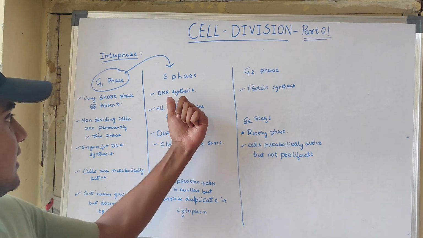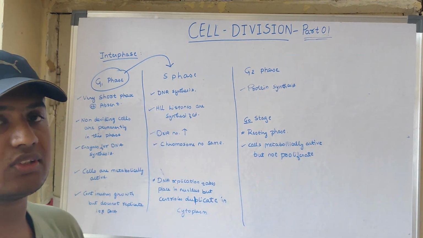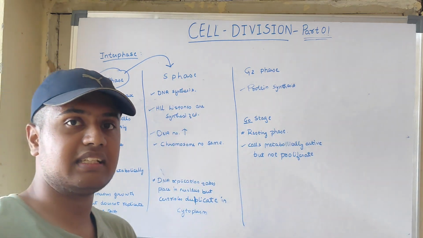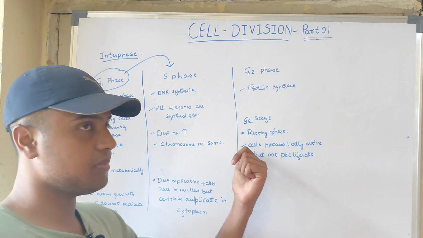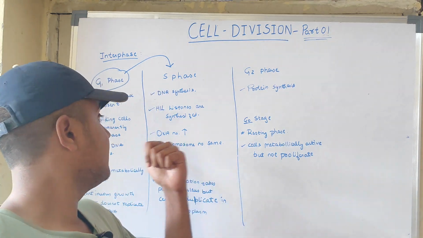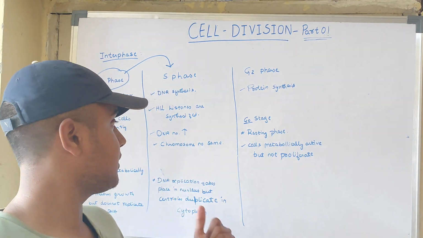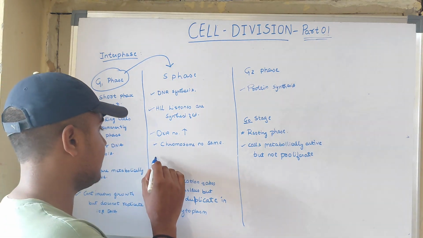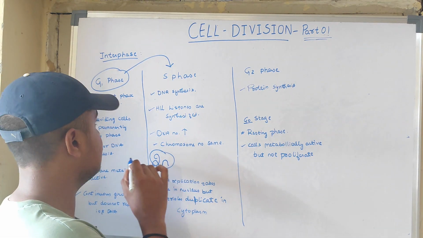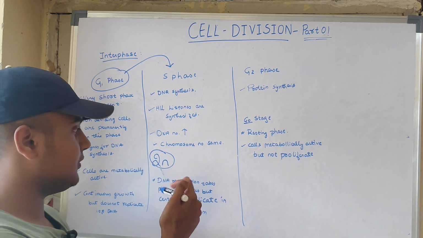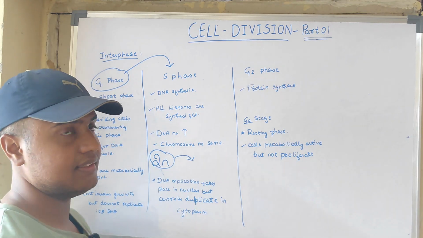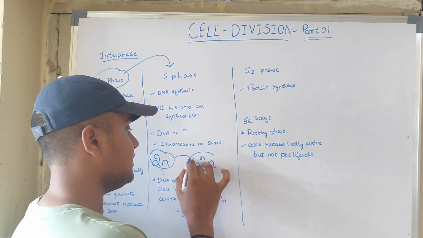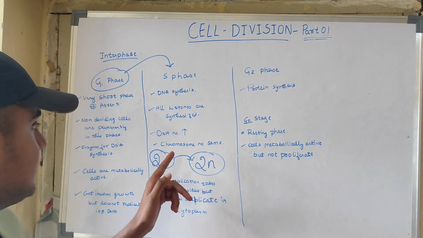In S phase, DNA synthesis occurs and all histones are synthesized. Here DNA amount is increased but chromosome number remains the same. For example, let us take a diploid organism present in G1 phase. After moving to S phase, the DNA content increases, but the chromosome number remains the same, that is diploid condition only. This is its meaning.